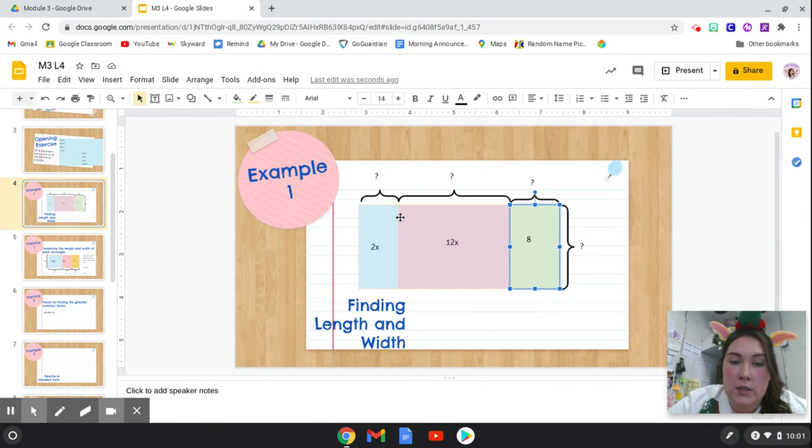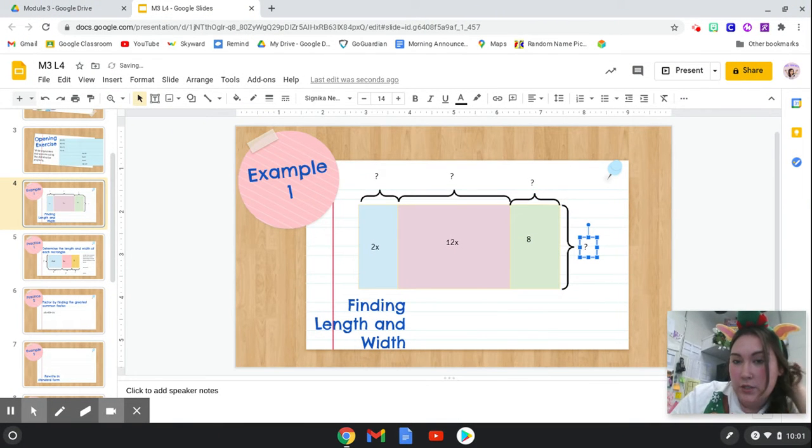And so I see that this section is 2x, this section is 12x, this section is 8. And then it also tells us that the width is the same for all of those sections. So I know that means I need to find a common factor.